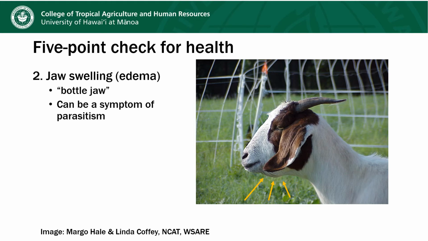The second part of the 5-point check for health is to assess whether or not the animal has edema or swelling of the jaw. This condition is commonly referred to as bottle jaw and can be a sign of parasitism. This is the area here that you're going to be looking for bottle jaw, and the normal contour of this area of the animal would probably run something more like that. And if you were to put your hands on this, you would feel that it would be a little bit jiggly, maybe like jello, so like a soft swelling.